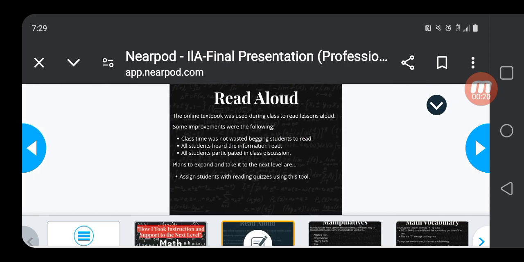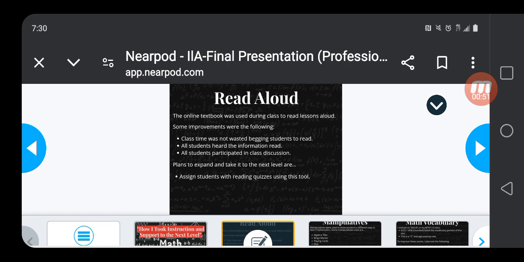One strategy I implemented in my Math 110 finite class is a read aloud. In my online textbook, I use this feature with my students. The textbook reads the information aloud. This was great because I didn't have to lose class time asking and begging students to read certain sections from the textbook, or read the different directions or a problem. The read aloud did it for me.